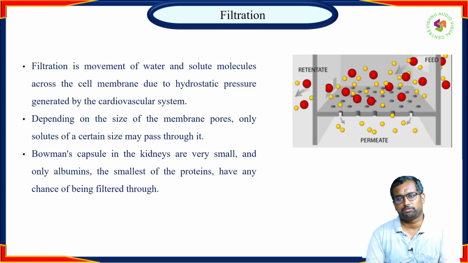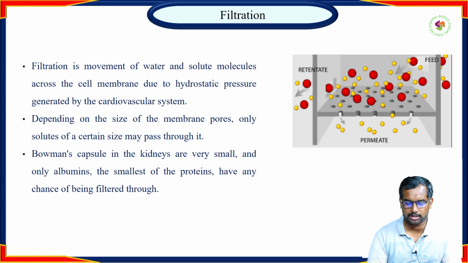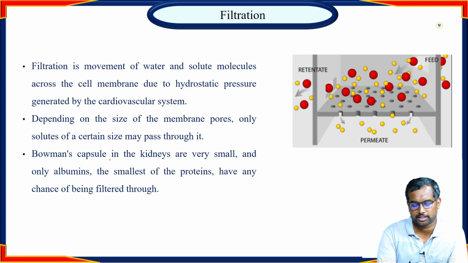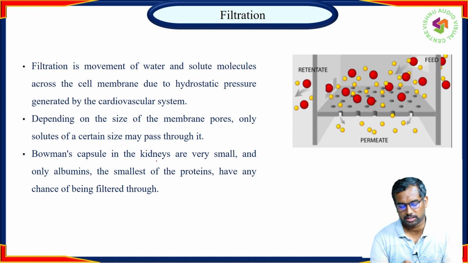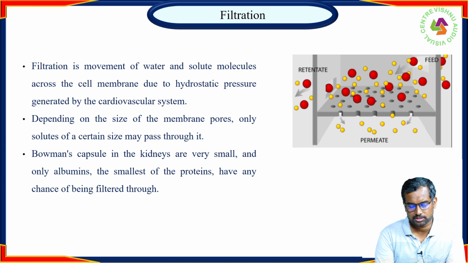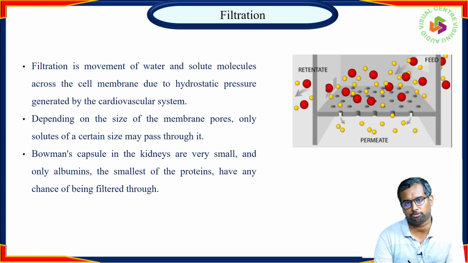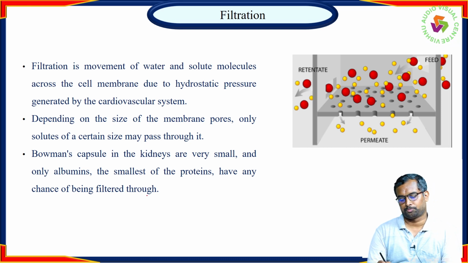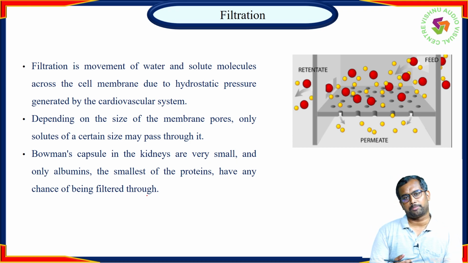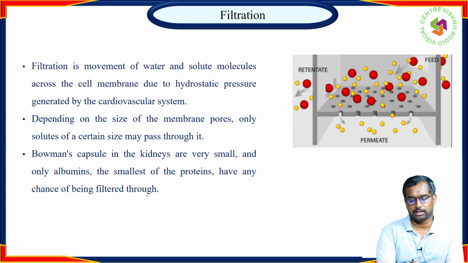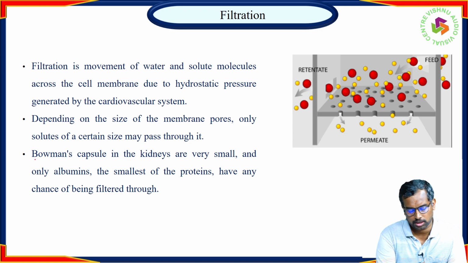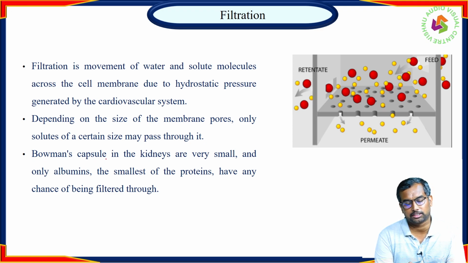So an example of the filtration process is the Bowman's capsule. The Bowman's capsule present in the kidney has very small pores, and only albumins, the smallest of the proteins, have the chance of being filtered through. The filtration process that happens in our kidneys is the best example of filtration. The membrane in our kidneys is known as the Bowman's capsule.